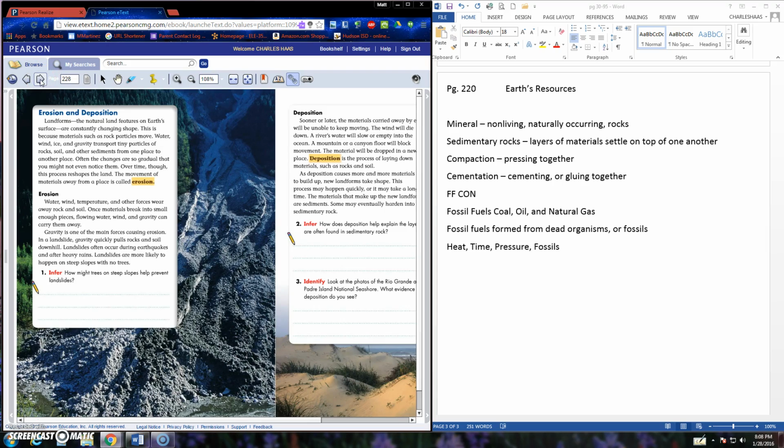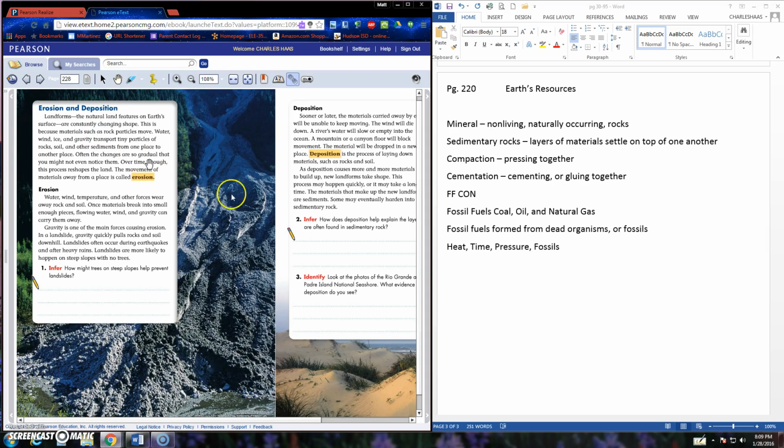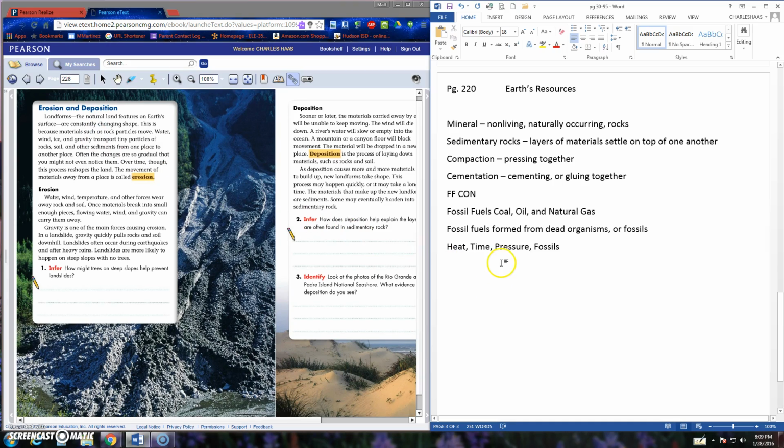So let's move on to page 228, erosion and deposition. Landforms, the natural land features on Earth's surface. A landform, the shape of the land. Natural land features on Earth's surface. The movement of materials away from a place is called erosion.